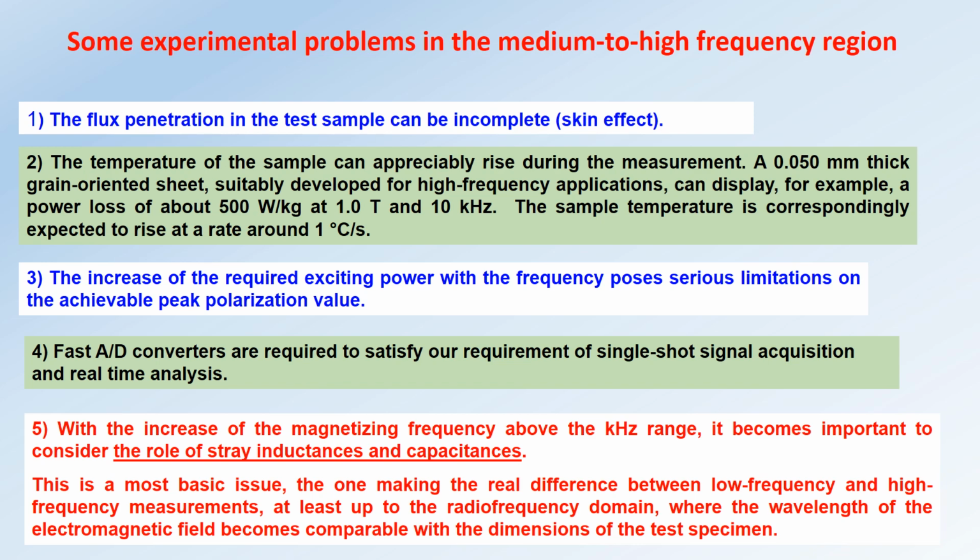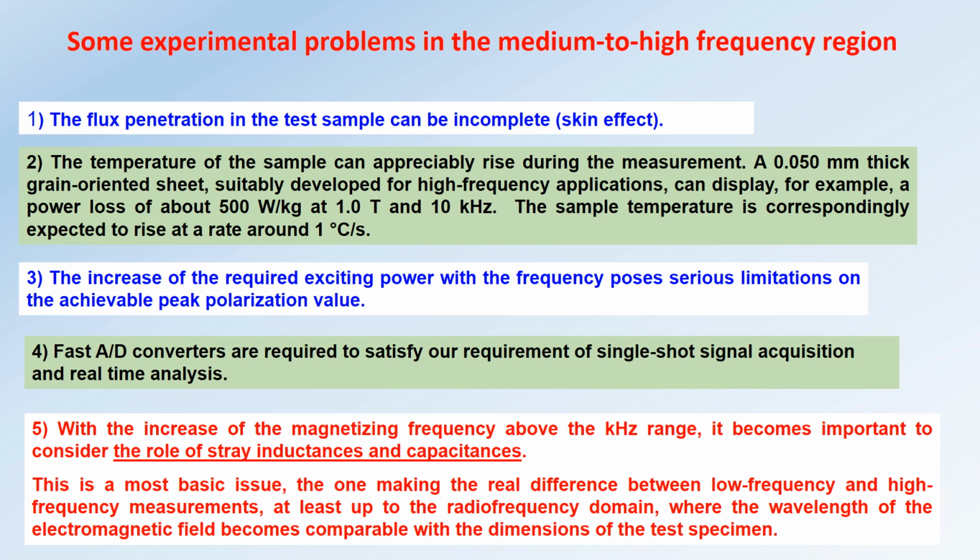Third, the increase of the required exciting power with the frequency poses a serious limitation on the achievable peak polarization value. If you want to reach 5-10 MHz, we are forced to stay at a low peak induction, from 2 up to 20, 50 milliTesla, no more. Point 4. Fast analog digital converters are required to satisfy our requirement of single-shot signal acquisition and real-time analysis.